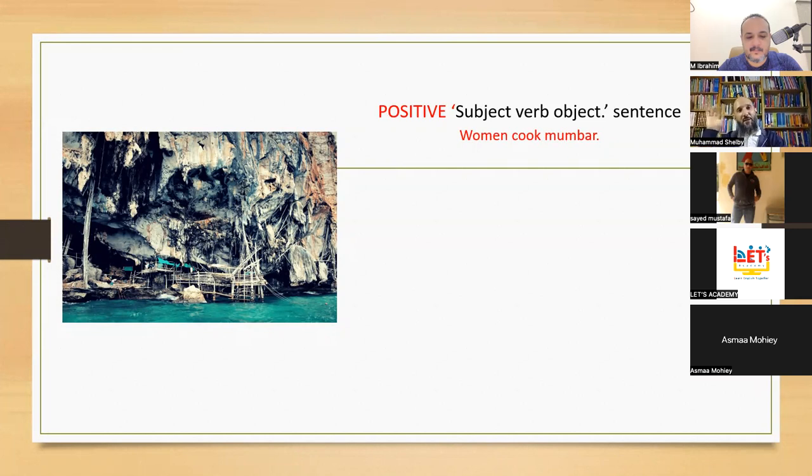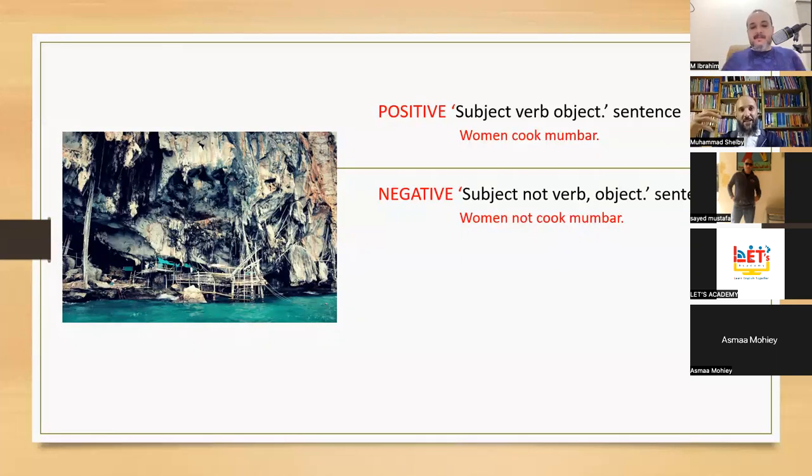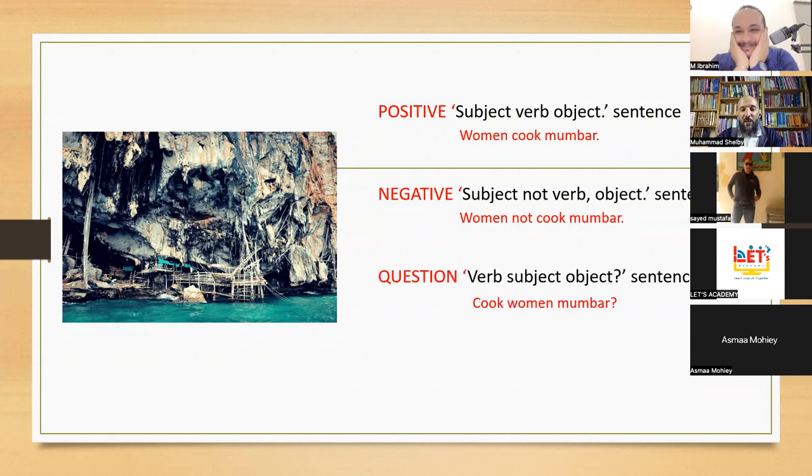So now what happened? Men needed a sentence to say that women did not cook the mumbar, and this necessitated that a negative sentence was born: women not cooked mumbar, or subject, not, verb, object. Now, not only that, but actually the question sentence was also born because men would now need to call from the jungle to ask the women if they were ready to cook the mumbar, or should men order a delivery from Mumbar Hut. So: cook women mumbar, or verb, subject, object, with this tone of voice. Now it was born as well.